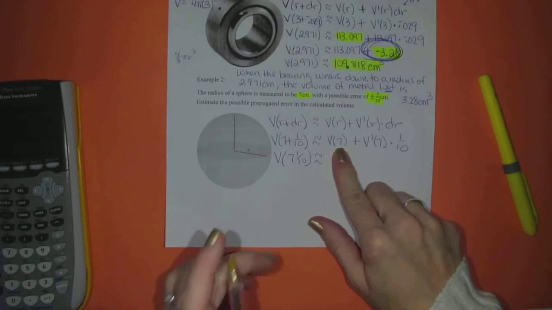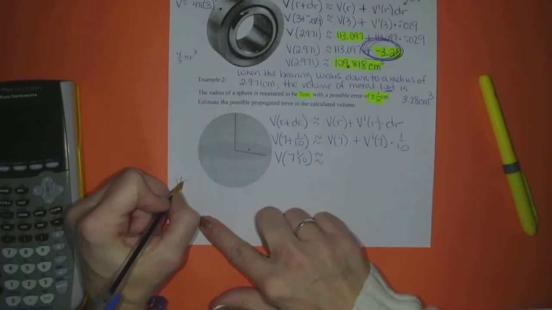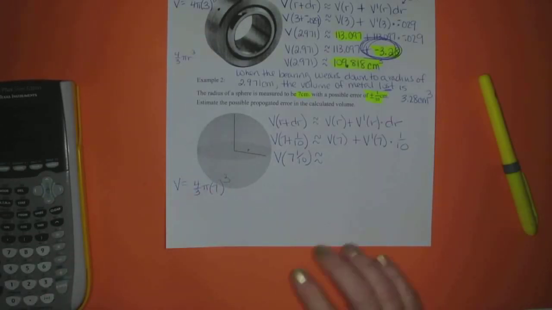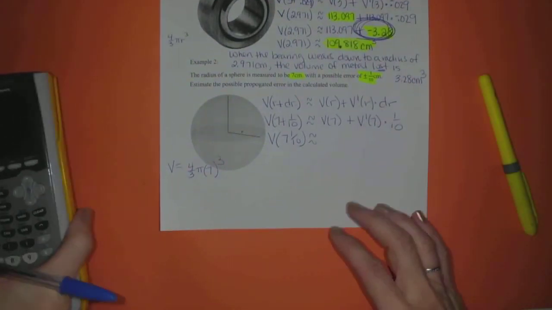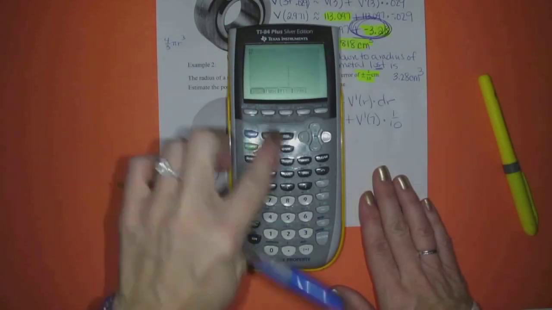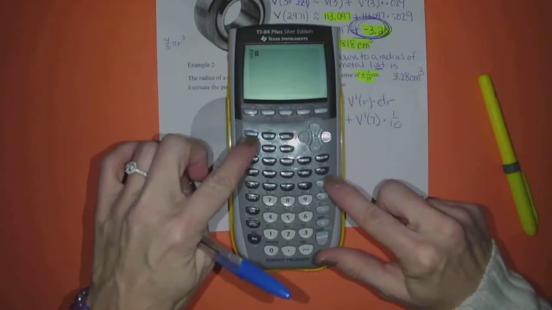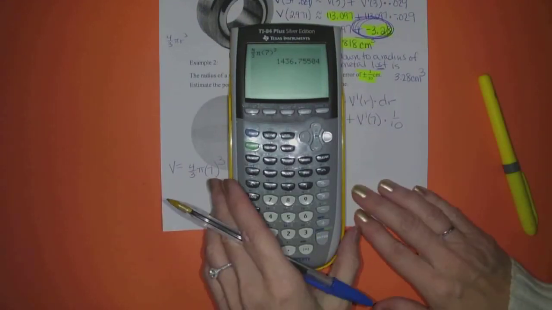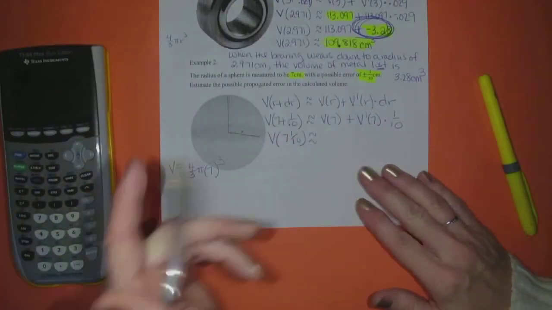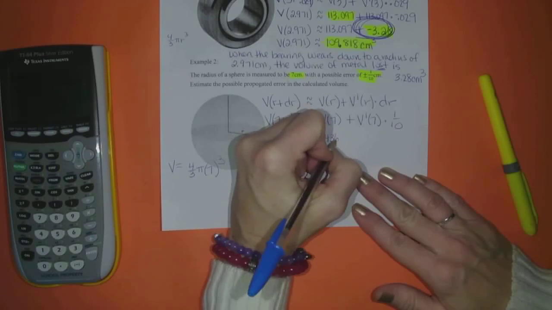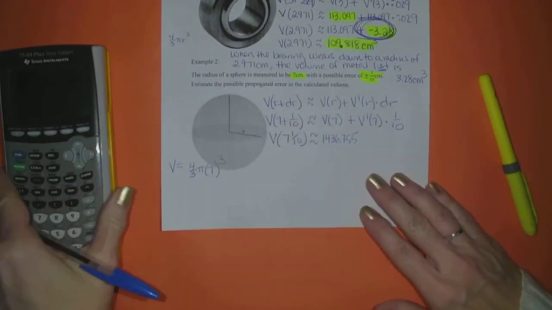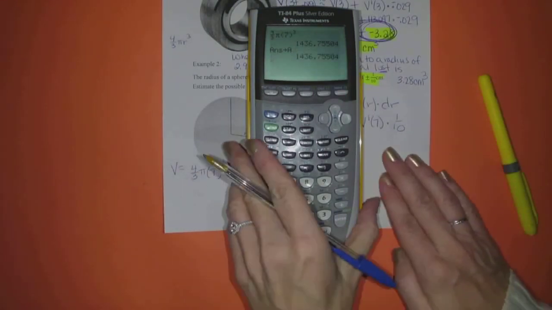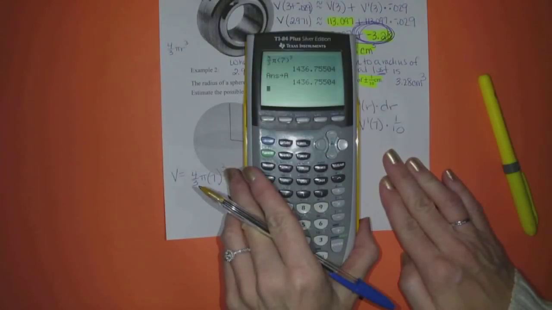So V of 7, again, it's a sphere. So the volume of a sphere is 4/3 pi r cubed. 4/3 pi times 7 cubed is 1436.755. I'm going to store that in A. Store that in A. Okay.